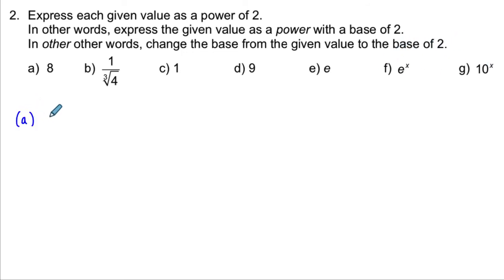So in the first case, what we're saying is we want to write 8 as a power of 2. In other words, we want to fill in this box with an exponent. And so we can say that 8 is equal to 2 cubed. So we're really solving each of these equal to 2 to the x, and we're solving for x, or the unknown. So the next case, we want to write 1 over the cube root of 4 as a power of 2.